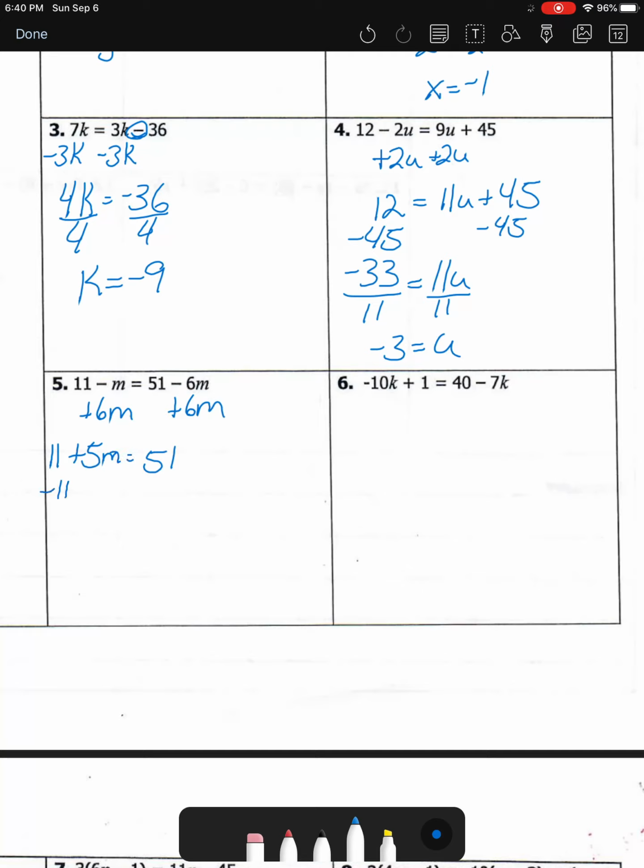Okay, being kind of sloppy on this one, my apologies. Subtract the 11 over, so we have 5m is equal to 40. We're going to divide the 5 out of there. So m is going to equal 8.